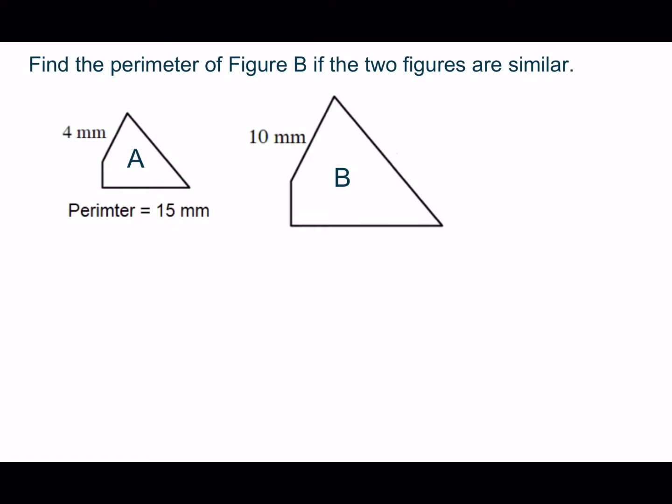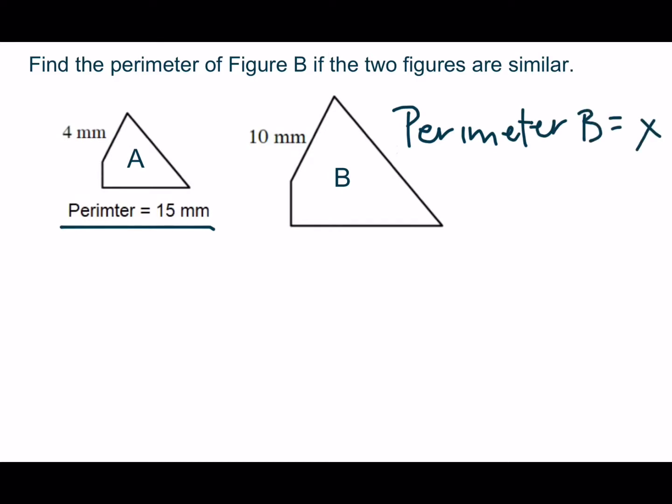Let's look at this example here. We need to find the perimeter of figure B if these two figures are similar to each other. We are given that the perimeter of A, don't mind the fact that the word perimeter is spelled incorrectly, is 15 millimeters. We need to find the perimeter of figure B, and since we don't know what it is, we are just going to let it be equal to X for now.